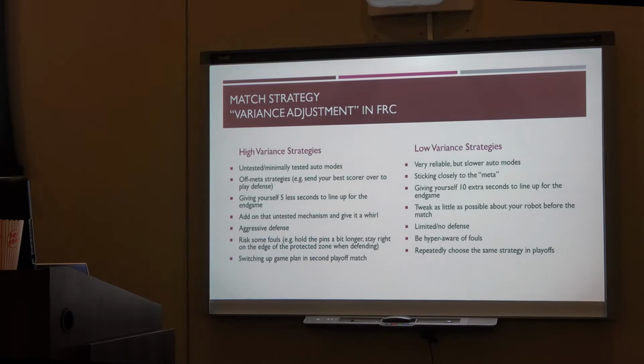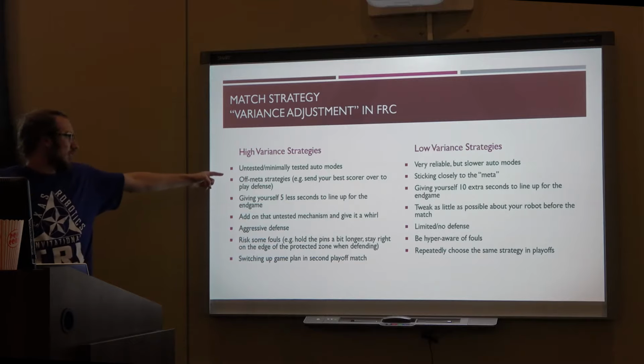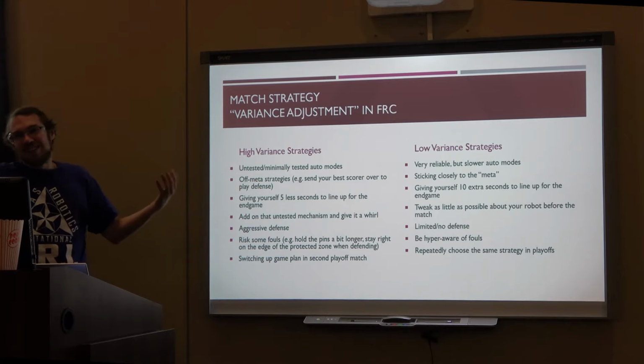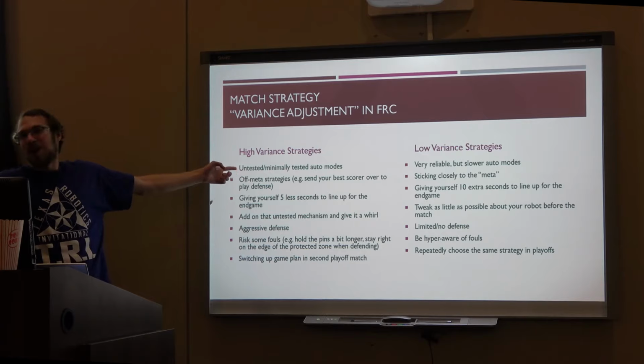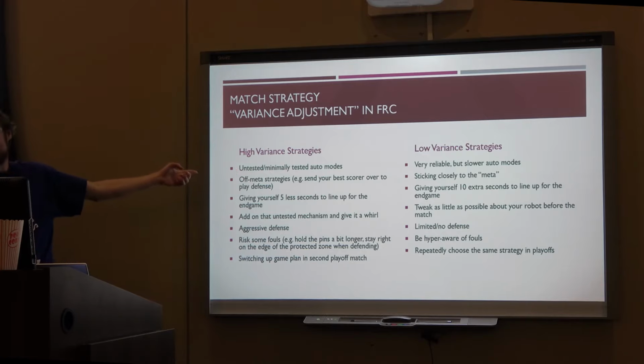Here's a list of the ones I came up with. There's a lot. If you really get thinking about it, there's a lot you can do. Auto modes right at the start of the match, if you have multiple different auto modes, you have an idea for how much variance there is in those. If you're really in a match where you're up against 118 and 148 together, honestly, throw out your untested auto mode on that match. You know, the one that supposedly scores 2 game pieces in auto, even though it's never worked before.